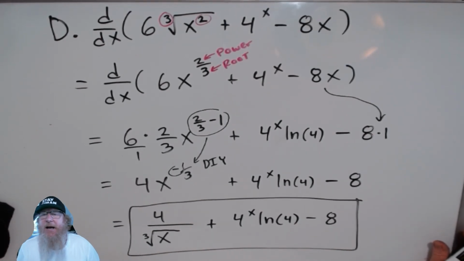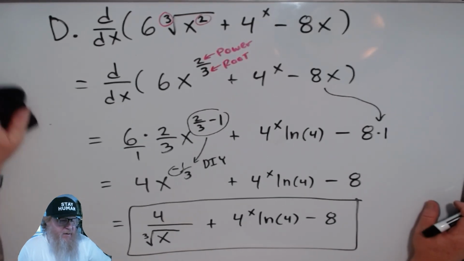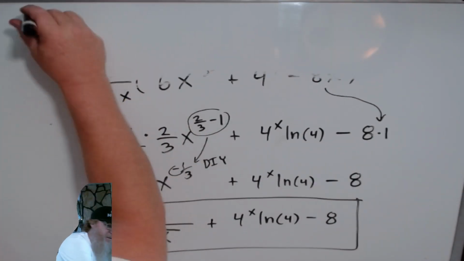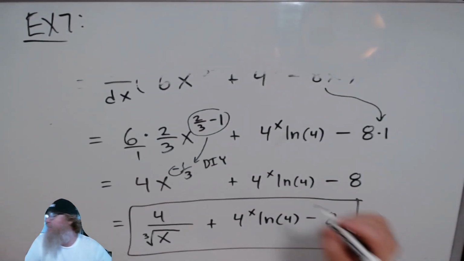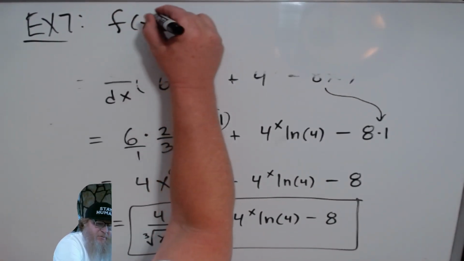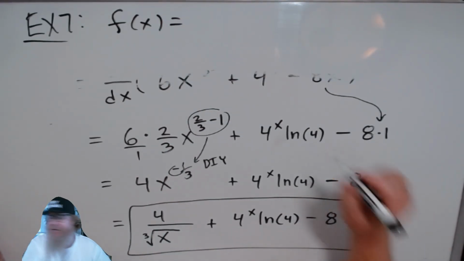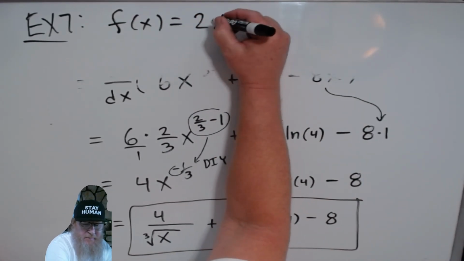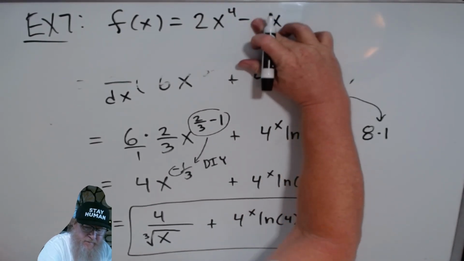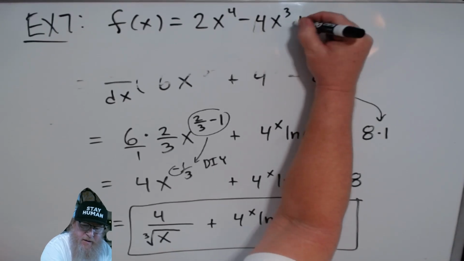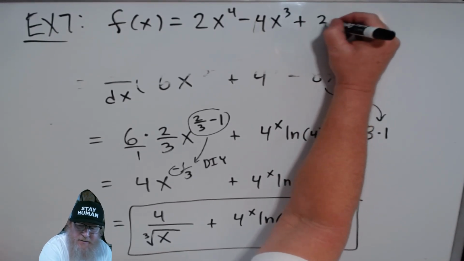I'm almost out of time. The next example is what I call bread and butter. Example 7, bread and butter. Why do I call it bread and butter? Because it goes right back to the basics that we have learned at the beginning of this semester.